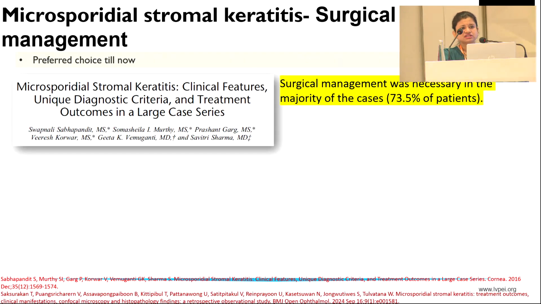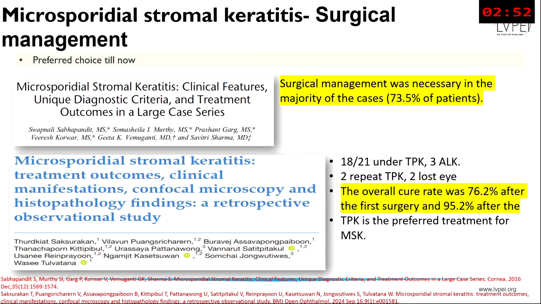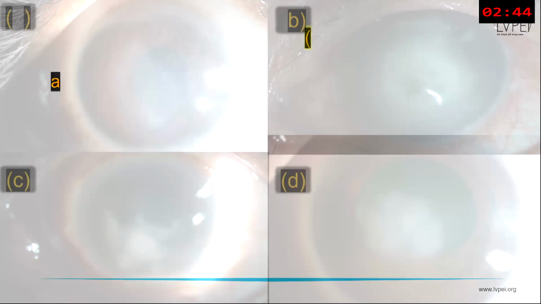Surgical management, as I have said, is the preferred management till now, and has been reported to have a success rate of 73 to 95% with repeated therapeutic PK, as reported by our group and others.